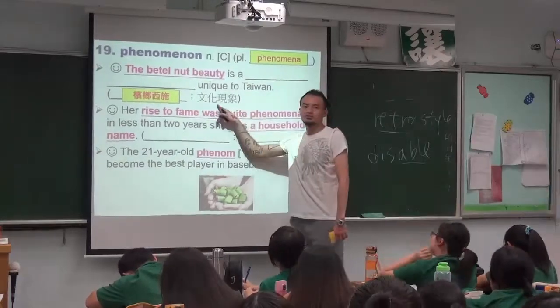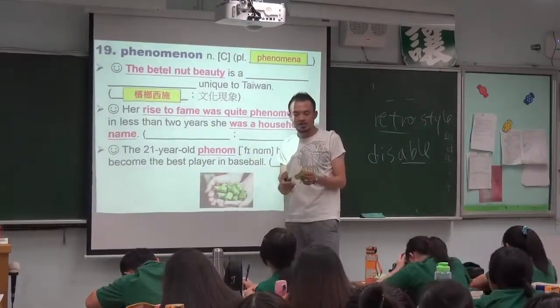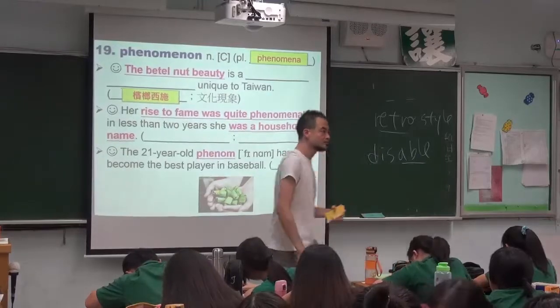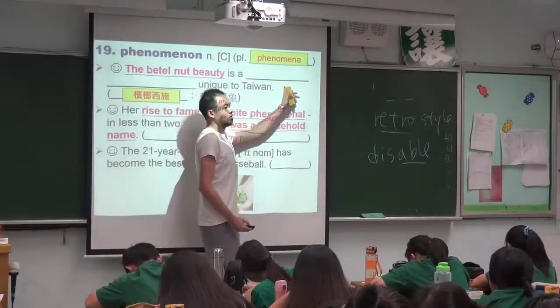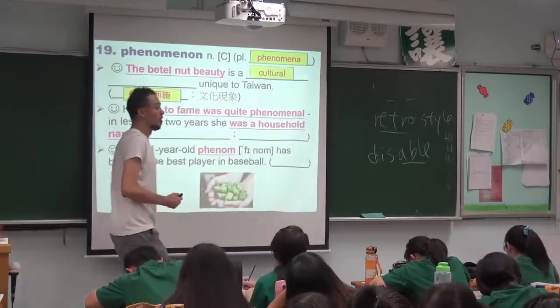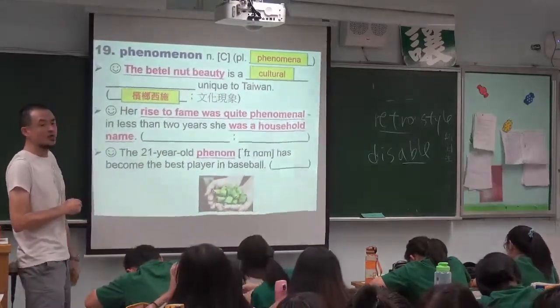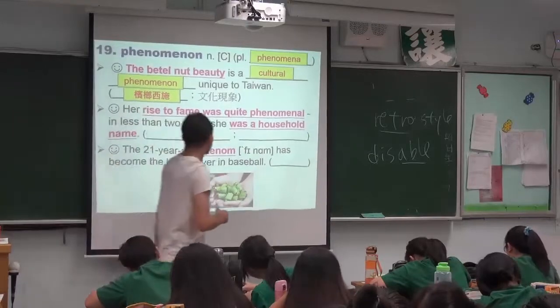So like here, beetle nut beauty is this word, 文化的现象。Cultural phenomenon unique to Taiwan. It's okay. And here's the second example.